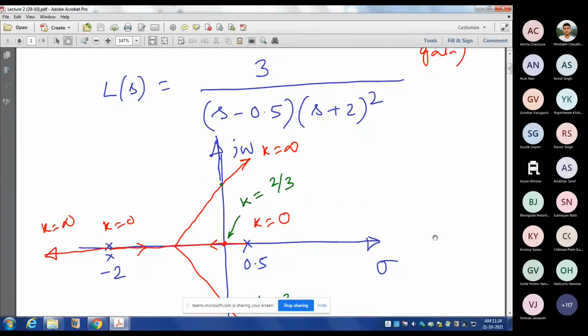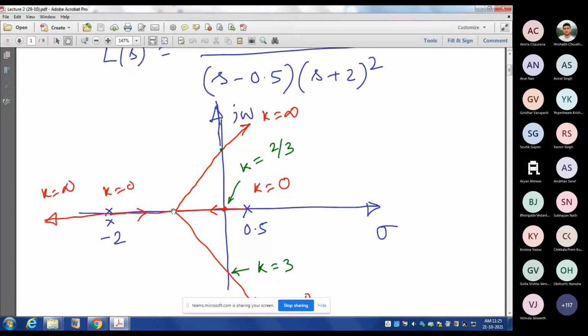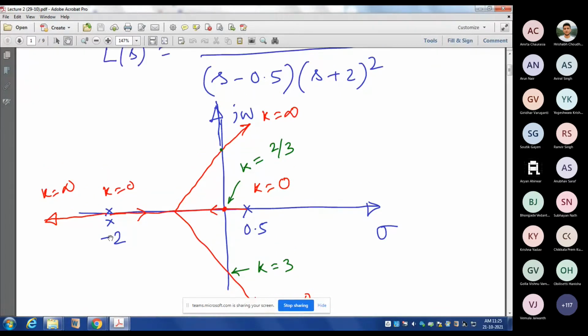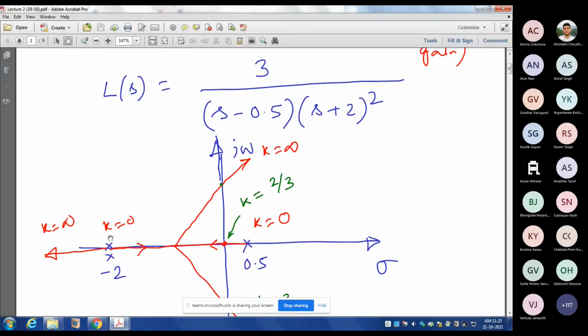Here k equal to 0, and the branches end at the open loop zeros. 3 open loop zeros are there, and those are at infinity. That's why these branches end at k equal to infinity. The number of branches that go to infinity is 3 because the relative degree is 3. You can easily verify that.